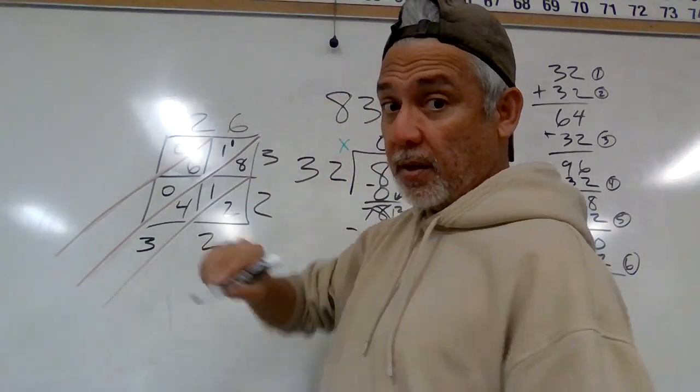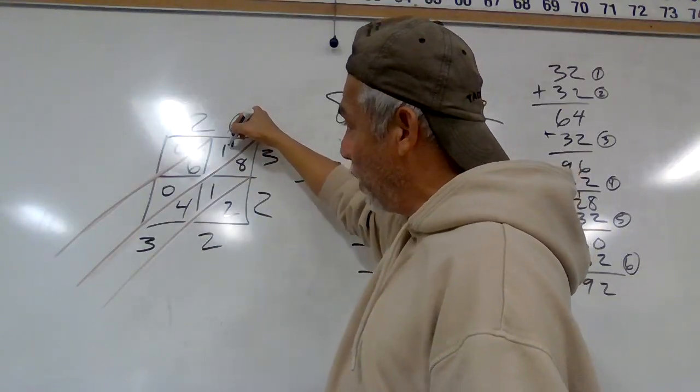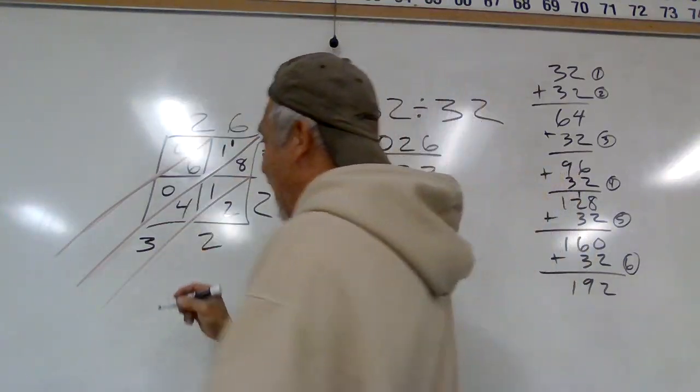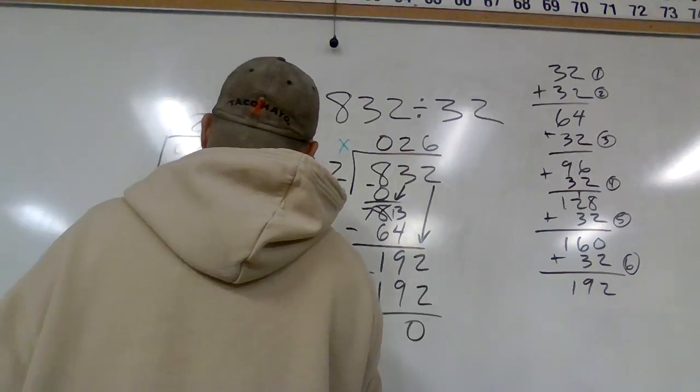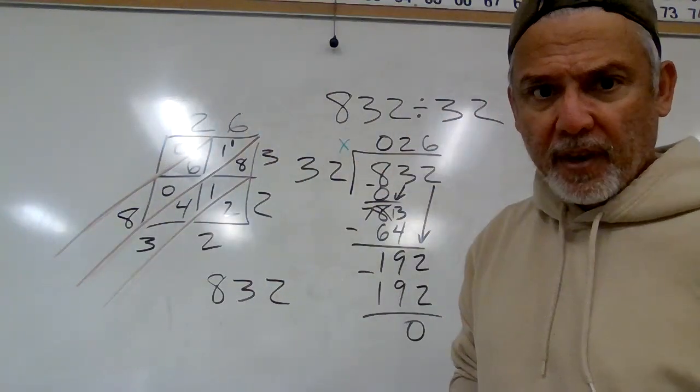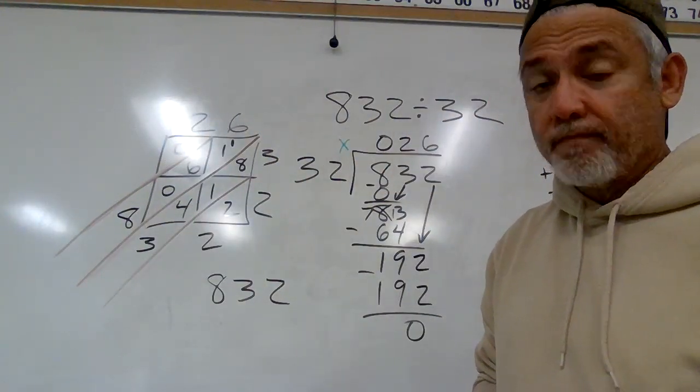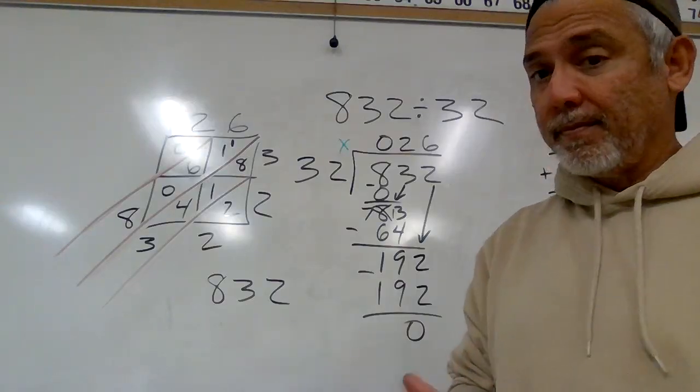Because we said 13. So I'll put the 1 up here with the 1. 1 plus 1 is 2. 2 plus 6 is 8. 8, 3, 2. Isn't that who I have in my house? 8, 3, 2. You're done. Catch you on the next one.